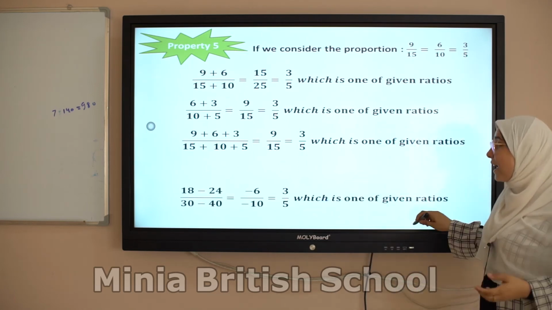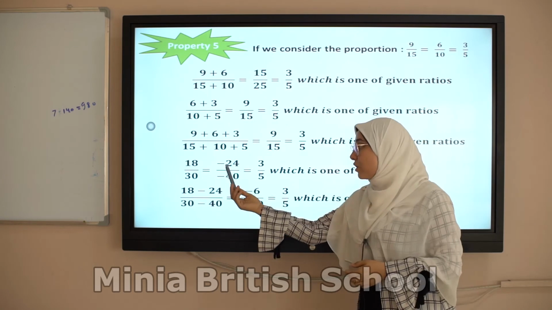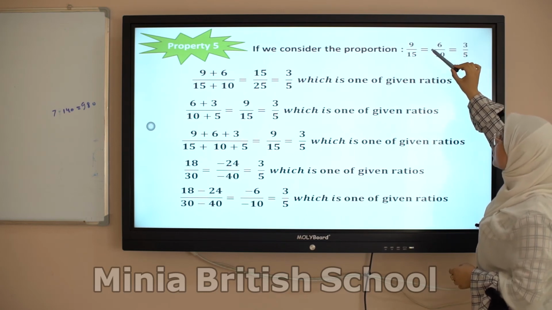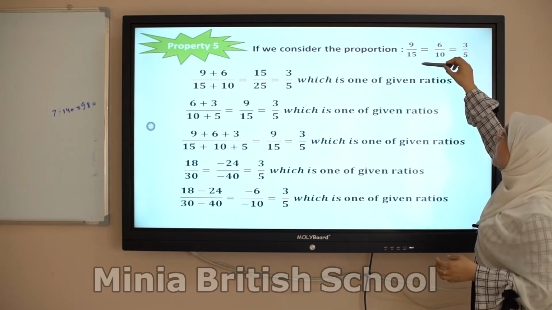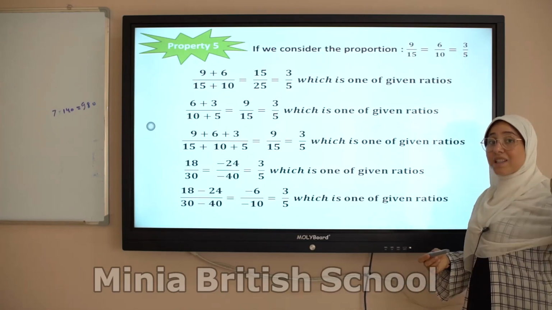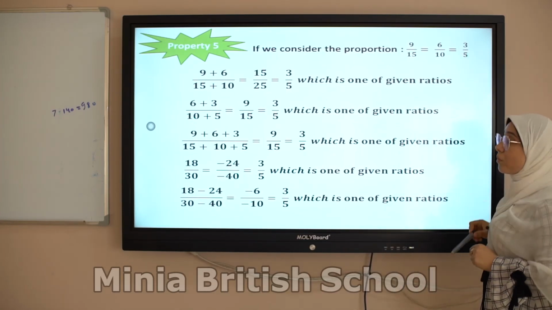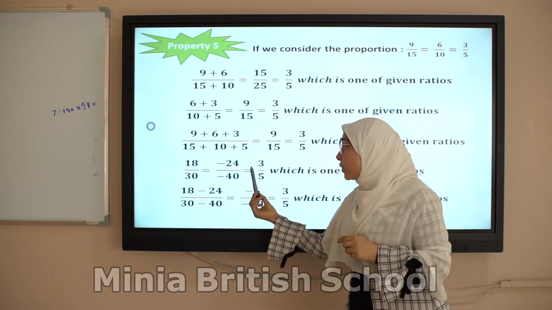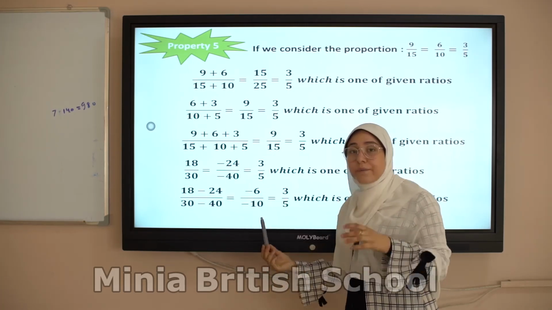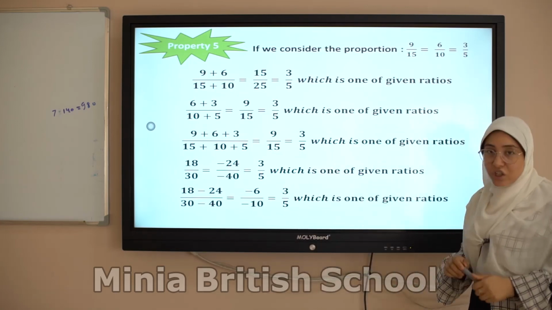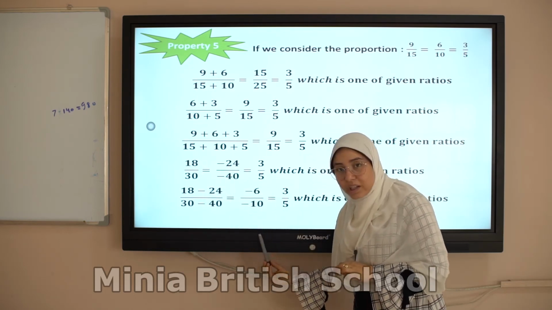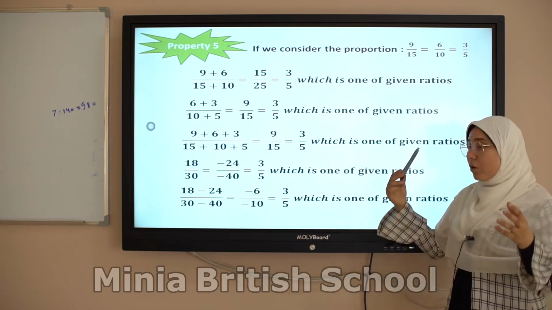Here, if I have 18 over 30, the first ratio, if I multiply the two terms of the first ratio by 3, we get 18 over 30. And also if we multiply the two terms of the second ratio by negative 4, we get negative 24 over negative 20. If we simplify it, we get 3 over 5, which is one of the given ratios. Then, if I add the two ratios here, we get negative 6 over negative 10 equals 3 over 5, which is one of the given ratios.